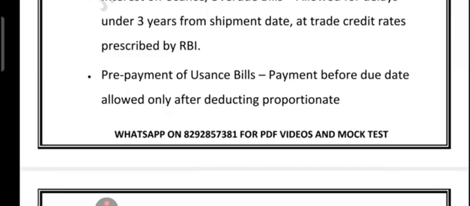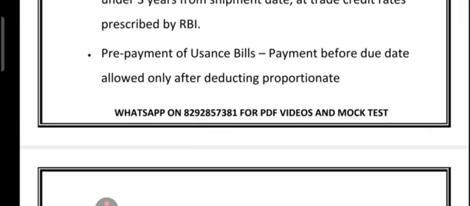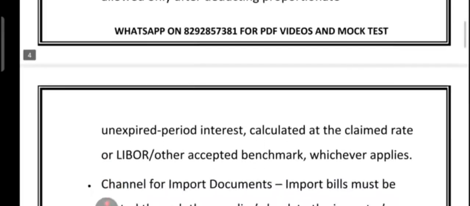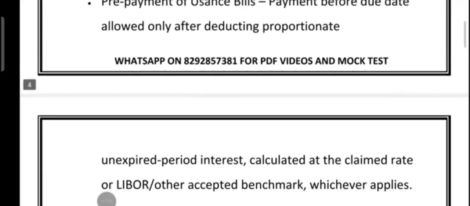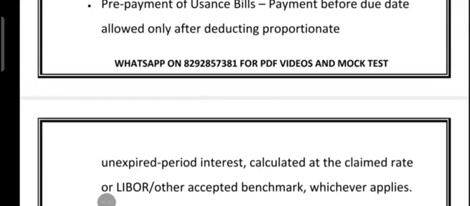Suppose you want to pay before the due date, you can do that, but you must deduct interest for the unexpired period. So you can pay before the due date, that is called prepayment. You can do that, but you must deduct the interest for the unexpired period. That is calculated at either the claimed rate or LIBOR rate or another benchmark, whichever applies, right? So basically what I am telling you is that if you want to pay before the due date, that is called prepayment. You can do that.